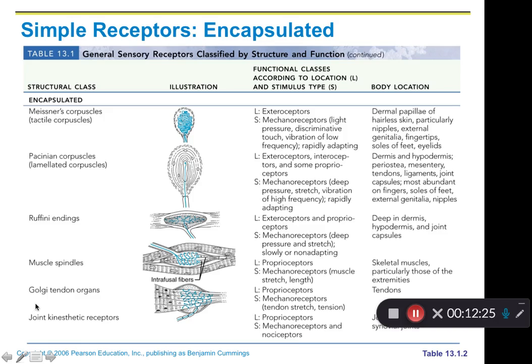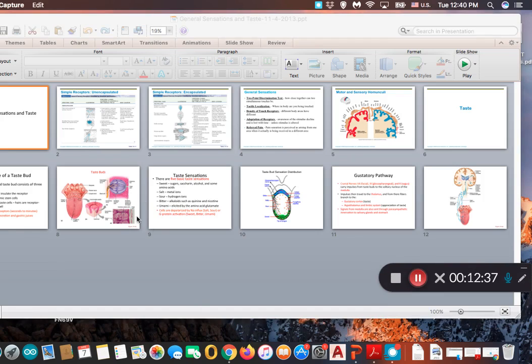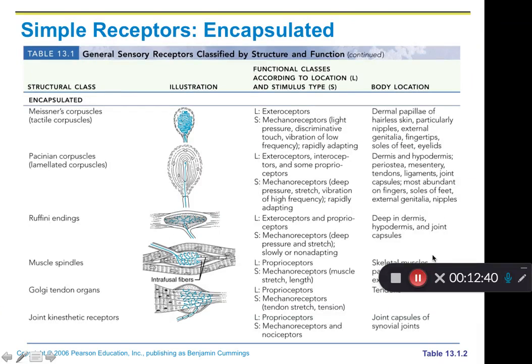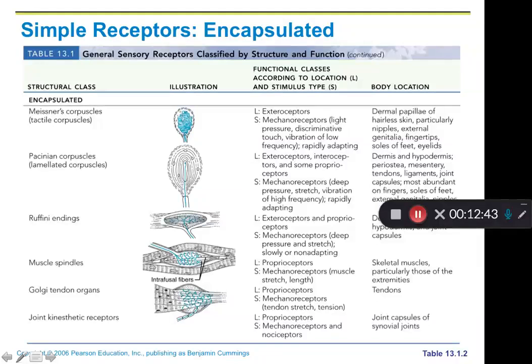So the fifth is the Golgi tendon organ. Golgi tendon organ is also one type of proprioceptor. We can find this one in the tendon, because this is Golgi tendon organ, right? So this means it is specific in the tendon. Actually, the proprioceptor is also one kind of mechanoreceptor, because the proprioceptor detects the mechanical stimulus, so it can detect the tendon stretch and tension.